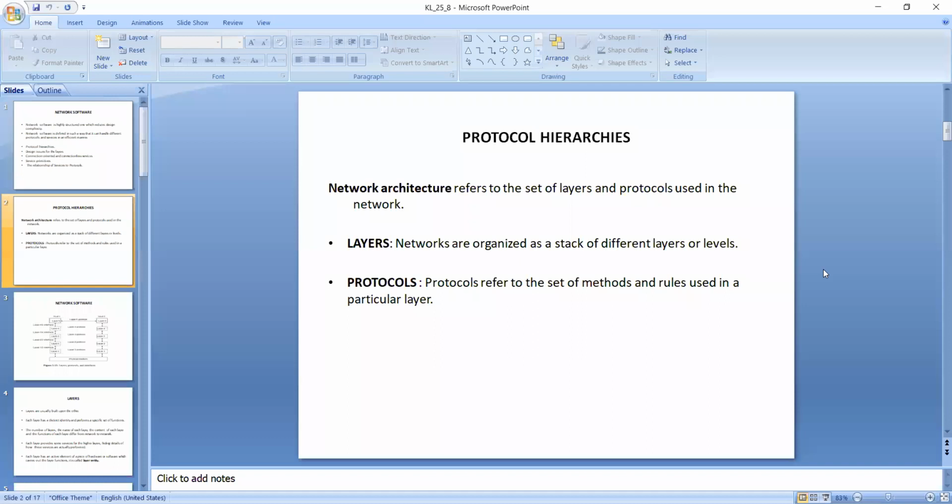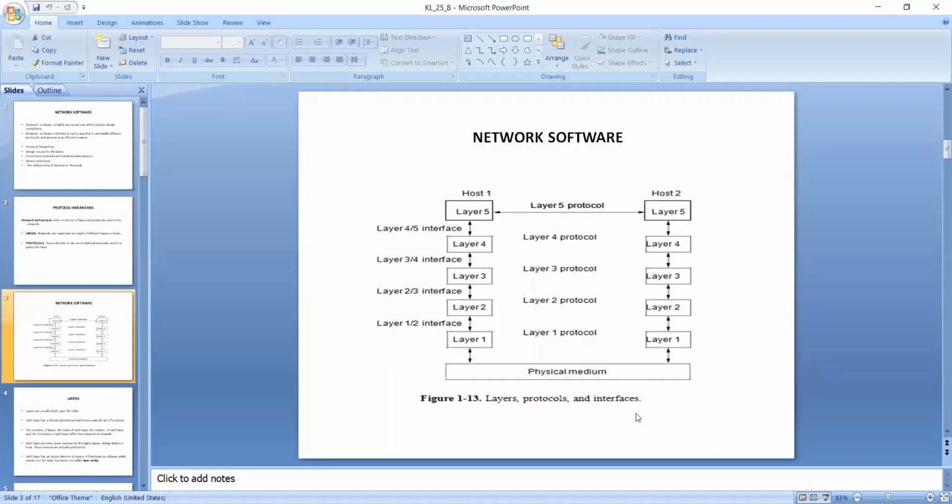And after that, protocols. Protocols means the set of rules or methods that are used in a particular layer. So the set of rules and methods used in a particular layer are called protocols. The combination of these networks and these sets of methods together constitutes a network architecture. Network architecture consists of layers and protocols. So look at this figure. It consists of layers, protocols, and interfaces. We will discuss all these things.